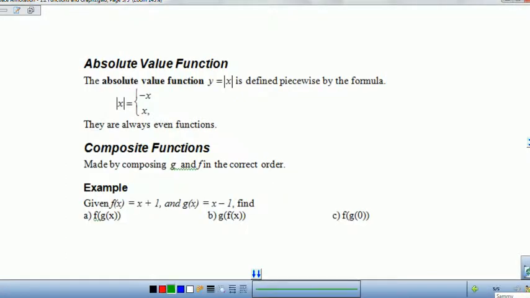The next type of function we're going to take a look at is an absolute value function. Here is the parent function right there: y is equal to the absolute value of x.